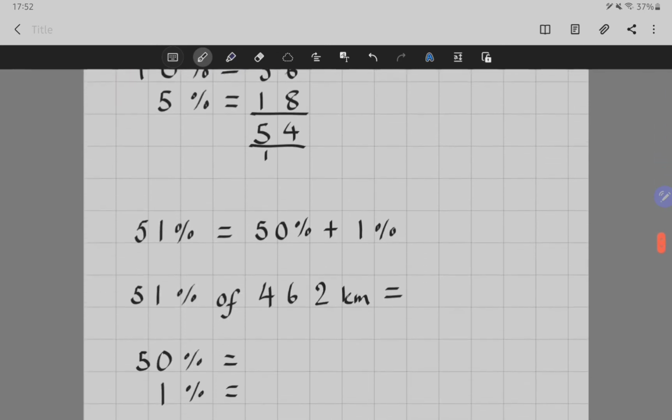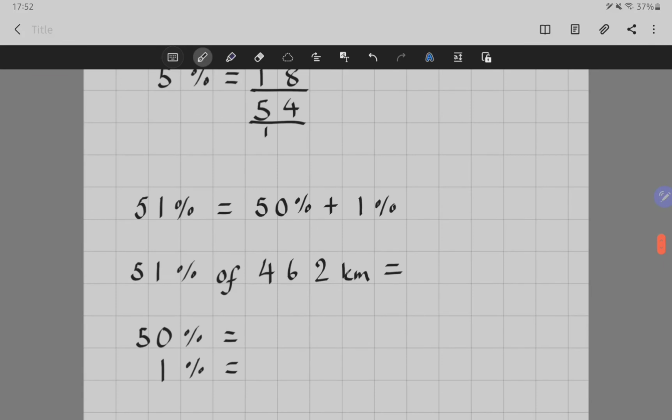How about this one then? 51%. Well, 51% is the same as saying 50% add 1%. So 51% of 462 kilometres this time. Well, 50% is a nice easy one. 50% is a half. So if I divide this number by 2, I will find 50%.